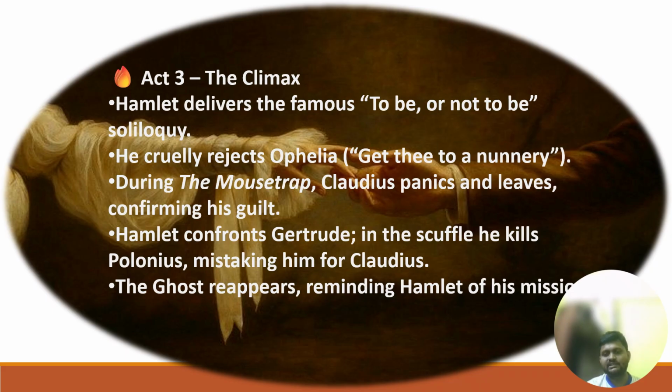Hamlet goes to his mother Gertrude and he finds someone overhearing their conversation. He thinks that Claudius was overhearing them, so he kills the person, later knowing that it was not Claudius but Polonius who was hiding behind. The ghost of King Hamlet reappears and reminds Hamlet of his mission of revenge against his uncle.